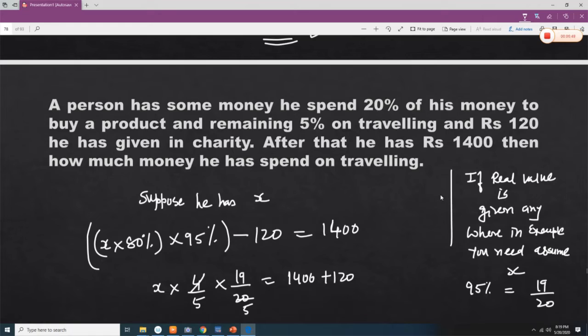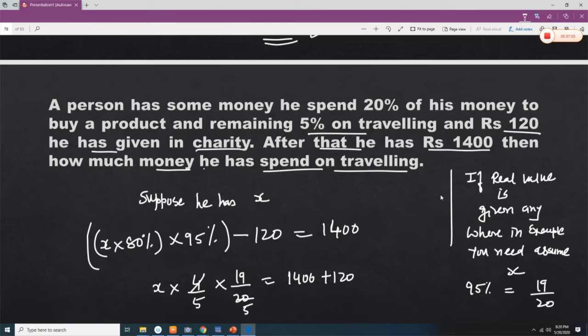The person has some money. He spent 20% of his money to buy a product and 5% on traveling, and rupees 120 he has given in charity. After that he has 1400 rupees. Then how much money has he spent on traveling?